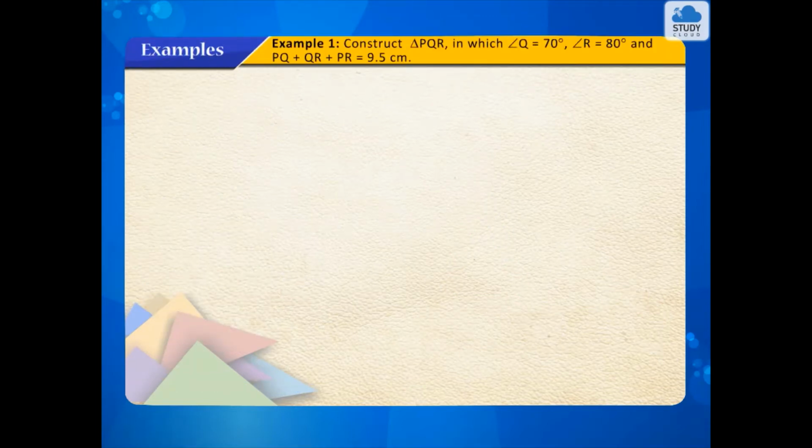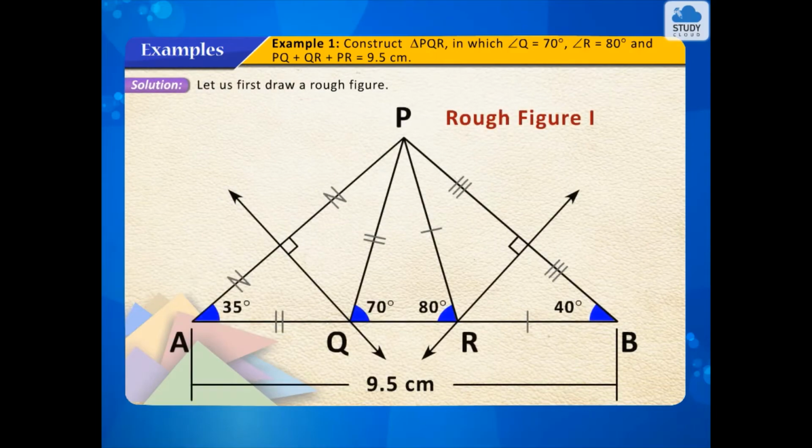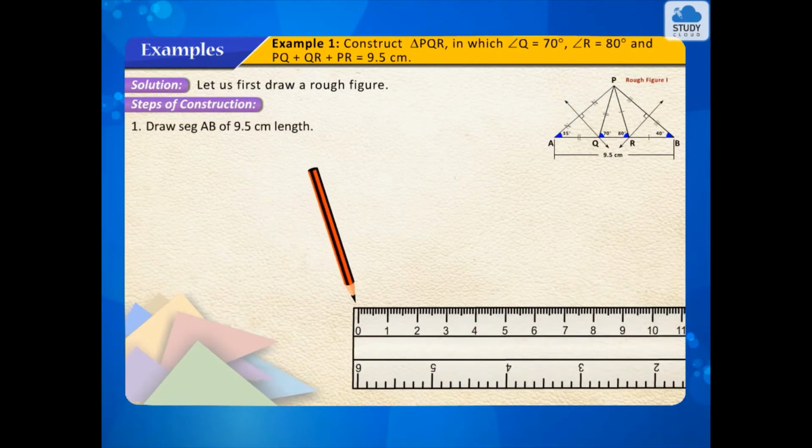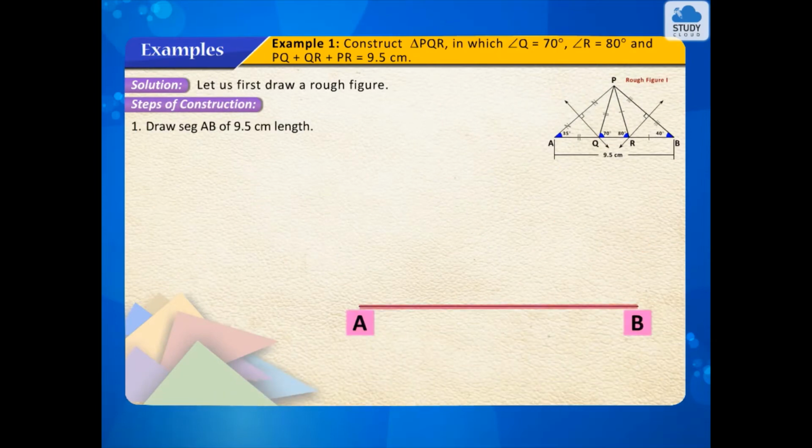Examples. Example 1. Construct triangle PQR in which angle Q = 70 degrees, angle R = 80 degrees, and segment PQ + segment QR + segment PR = 9.5 centimeters. Solution. Let us draw a rough figure. Steps of construction. 1. Draw segment AB of 9.5 centimeter length.